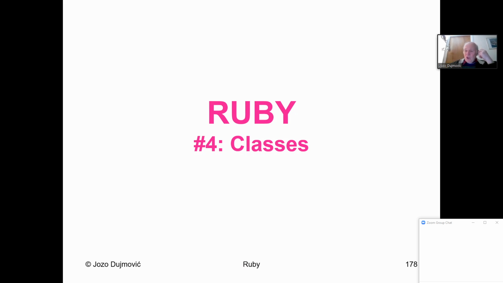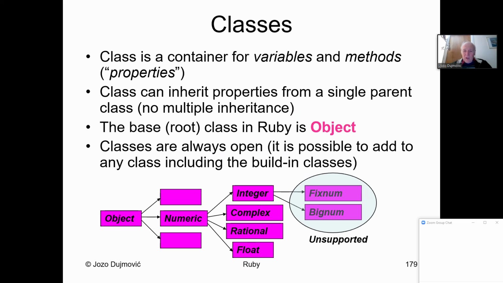So I'm going to jump to slide 178 here, which is object-oriented programming in Ruby. And Ruby is defined as 100% object-oriented language. That means that the whole language is defined as inheritance from an object that is a general object that has all properties that are properties of a root class. So this is the root class called object. And then all other classes are inheriting from that object.